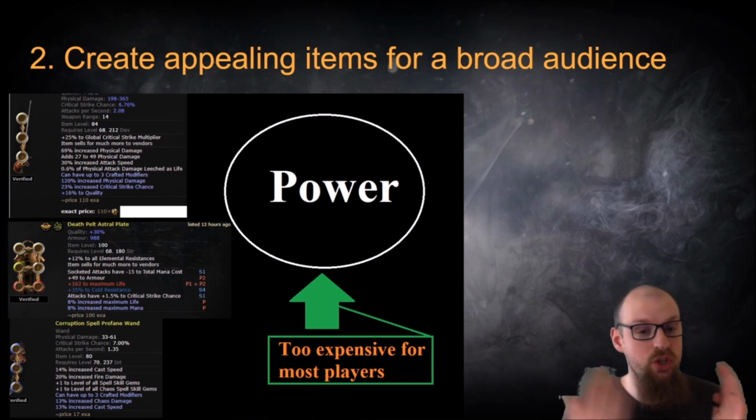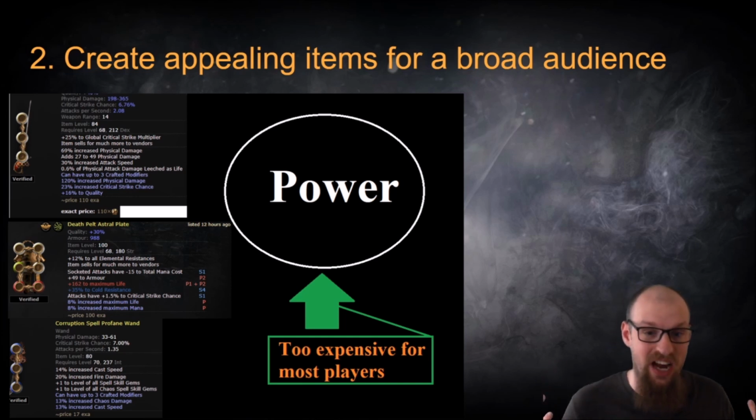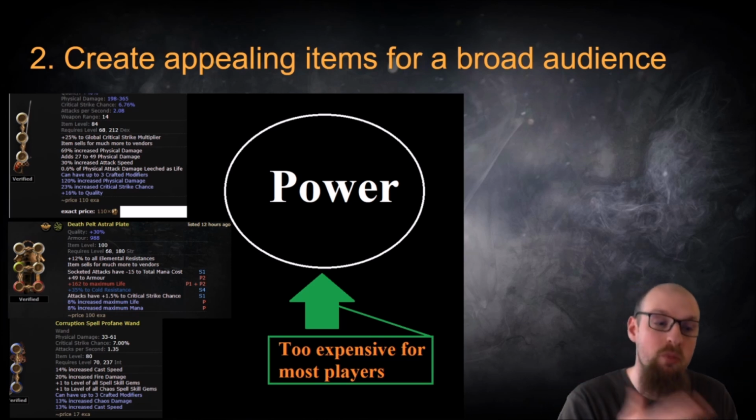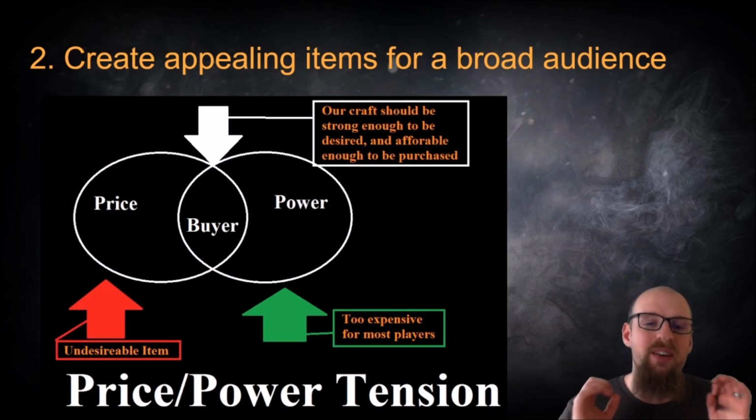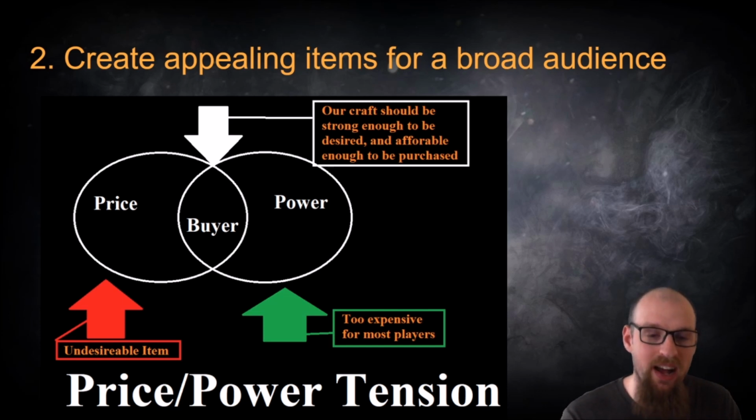Something that is too cheap but not powerful isn't desirable, and something conversely that's too powerful and therefore too expensive is also undesirable. We want to find that exact sweet spot, that overlapping Venn diagram of where price and power both meet and overlap. This is what we're calling the price-power tension.